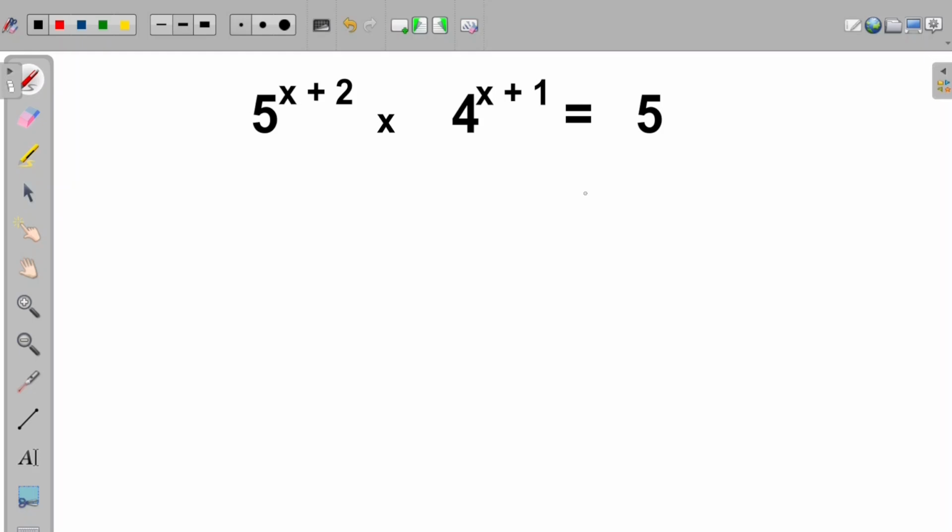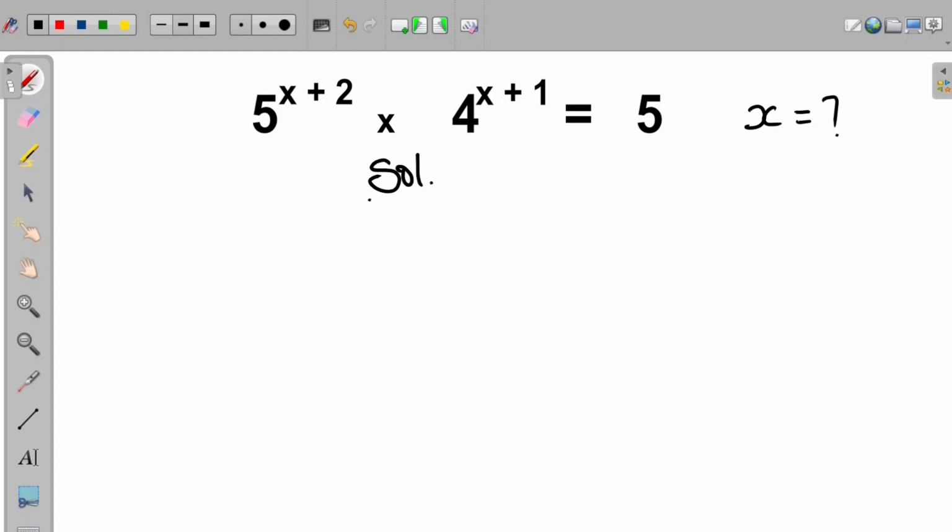Hello everyone. In this video, we are asked to obtain the value of x, given that 5 raised to the power of x plus 2 multiplied by 4 raised to the power of x plus 1 is equal to 5. Now, let's dive into it.